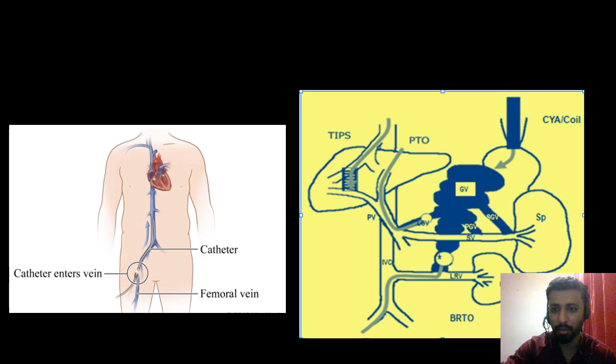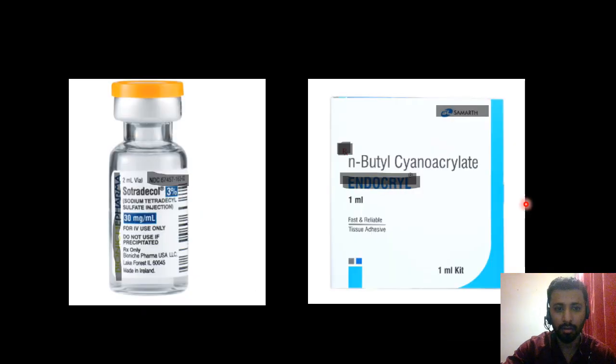This is about BRTO, retrograde techniques. So these are the drugs we inject. This is STS, sodium tetradecyl sulfate injection. What we do is we mix this with air and then inject. This is glue. Here we mix glue with lipiodol based on the concentration the operator wants. Mostly we use 50% glue, where we mix glue and lipiodol in a ratio of 1:1 and inject into the varices, and we achieve complete embolization.